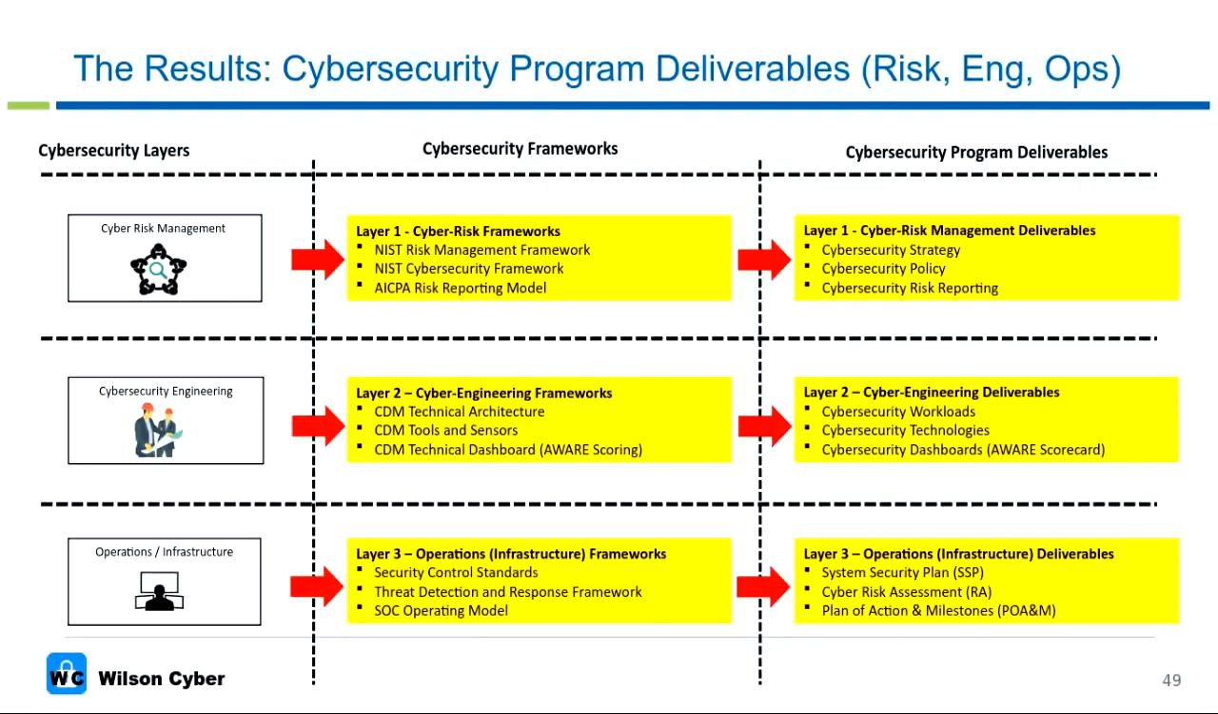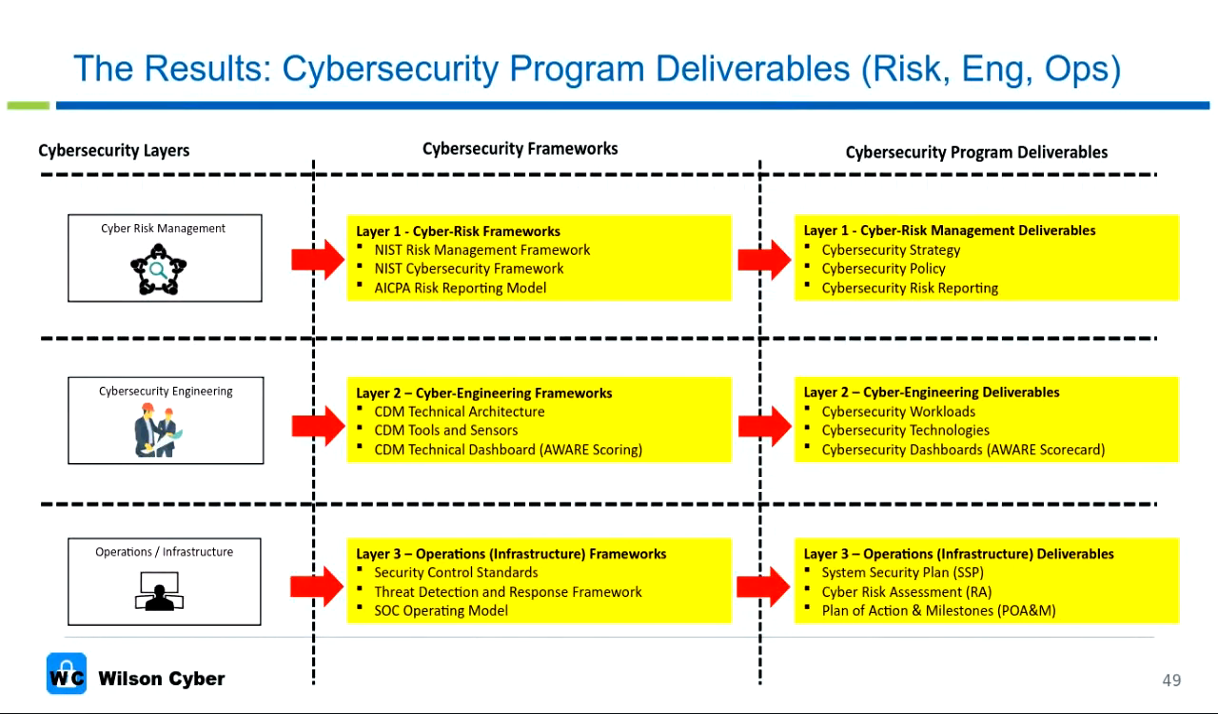And here's a mapping of the frameworks to the deliverables. At the risk layer, we have the risk management framework, cybersecurity framework, and risk reporting model. And those map to 3 deliverables: strategy, policy, and report on risk. At the engineering layer, we have CDM technical architecture, tools and sensors, and dashboards, and those map to the 3 engineering deliverables: workloads, technologies, and dashboards.